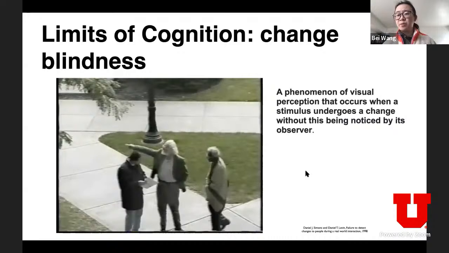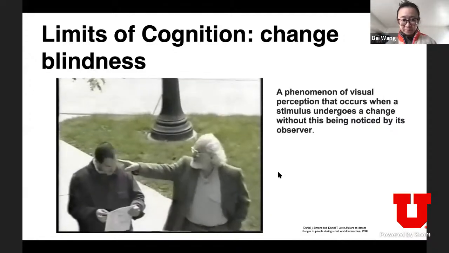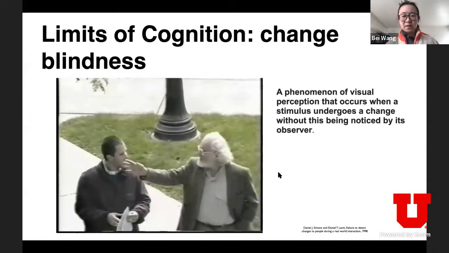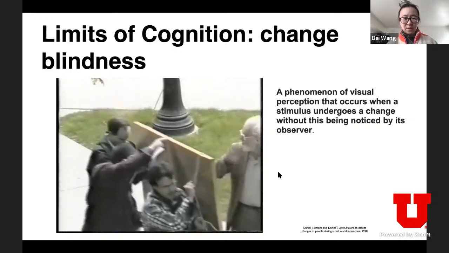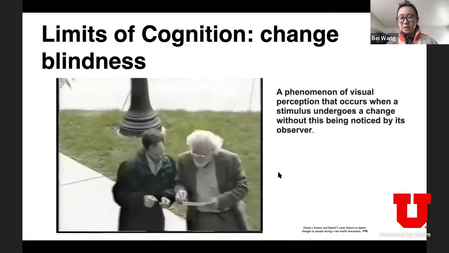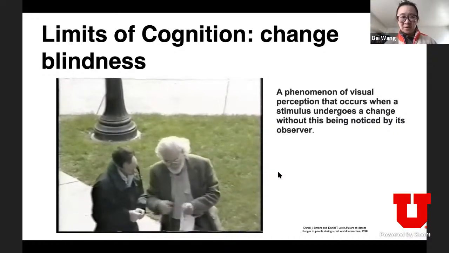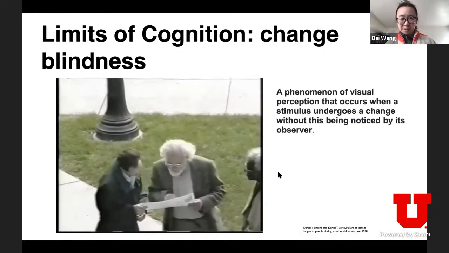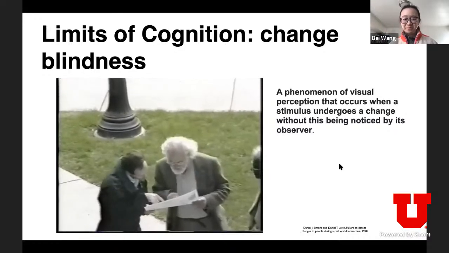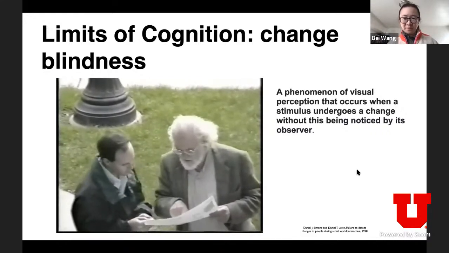It is a phenomenon of visual perception that occurs when a stimulus undergoes a change without this being noticed by its observer. So if you actually watch this video, a guy is asking for directions, and the gentleman wearing glasses and a white beard is giving the directions, and then in this particular case, he just switched to another person, and the person who's giving the instructions didn't even notice. This is one example of change blindness, but this can also happen quite a bit when you design visualization. Yeah, even though the person he's talking to is a completely different person, he didn't even notice.